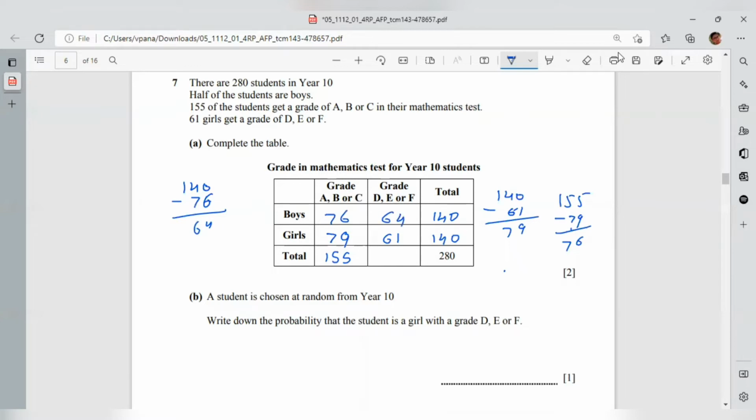Now I know these two, I can find the third one. 4 plus 1 is 5. 6 plus 6 is 12. This is how we completed the table. We get 2 marks over here. So you can show the working neatly in the provided space over here.